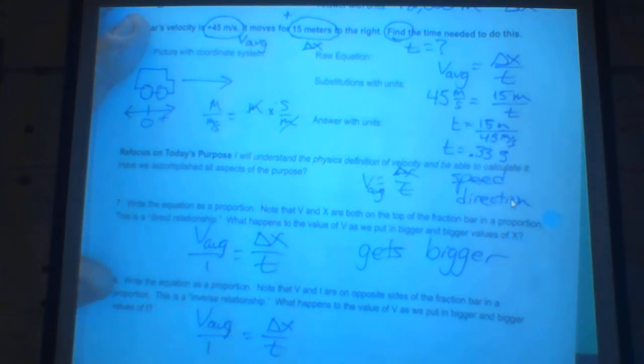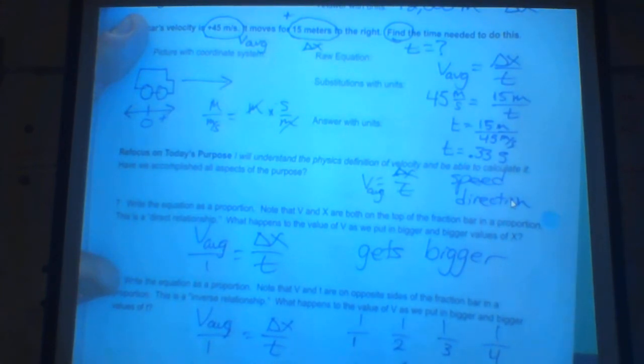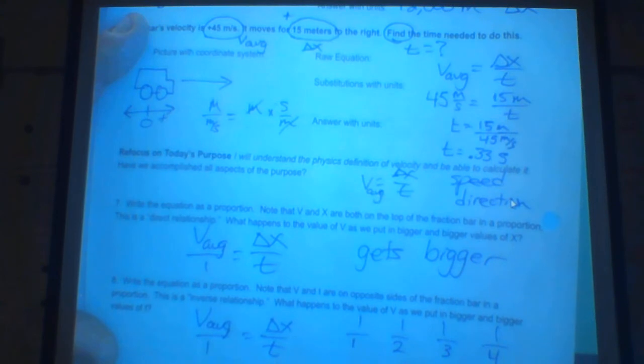What happens to the value of V as you put in bigger and bigger values for T? Well, let's look at fractions that all have, let's say, 1 on top. But the bottom gets bigger and bigger. Start off with 1, then 2, then 3, then 4. The decimal version of this is 1. The decimal version of that's 0.5, 0.33, 0.25. So you can see that as the fractions get bigger and bigger on the bottom, the value of it gets smaller and smaller. So what happens to the value of V as we get bigger and bigger T's? It gets smaller. V average gets smaller.